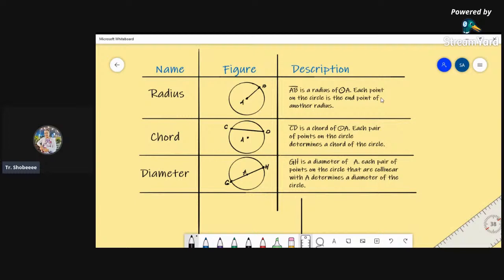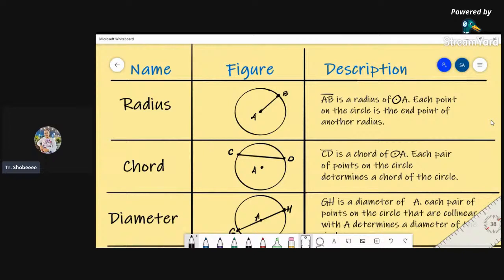So, our center is A, and we have a point on the circle, point B. So, this line segment over here, you have A, B. Let me just zoom this one so it's bigger. You have A, B here. This one is your radius. Moreover, radius can be expressed by a lowercase r. Each point on the circle is the endpoint of another radius. So if we have another point, for example, point C, this is still a radius. That's the definition of radius. It's not the kind of radius that will make you lose weight, ha?